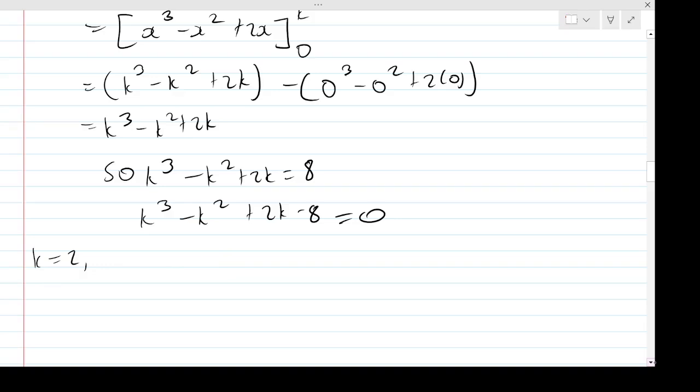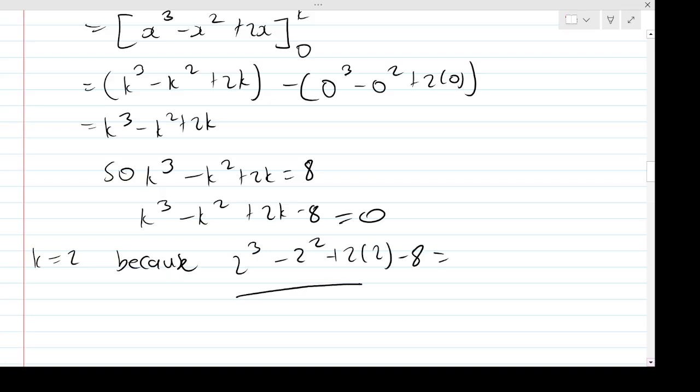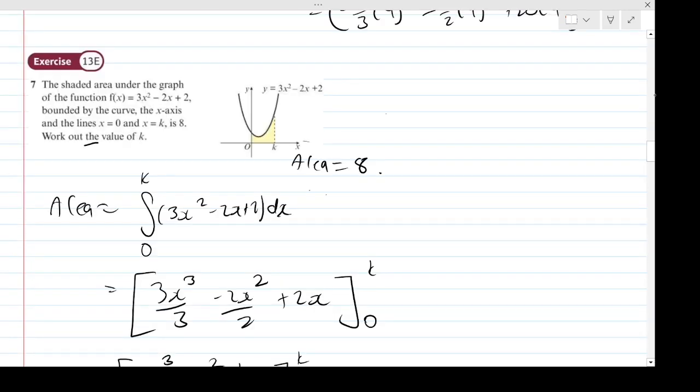Okay. But you need to show it's 2. Again, always be very, very hesitant when you just use the calculator and write down the answer from your calculator. You should show your working. So how we can show it is, well, just substitute it in and see if it equals 0. So k is 2 because if we sub 2 into here, we get 2 cubed minus 2 squared plus 2 lots of 2 minus 8. If we work that out, put it in the calculator, we should get 0, okay? So that means k equals 2 is a solution. And that'd be the only solution. And that makes sense because it says work out the value of k, indicating it's only one solution possible.